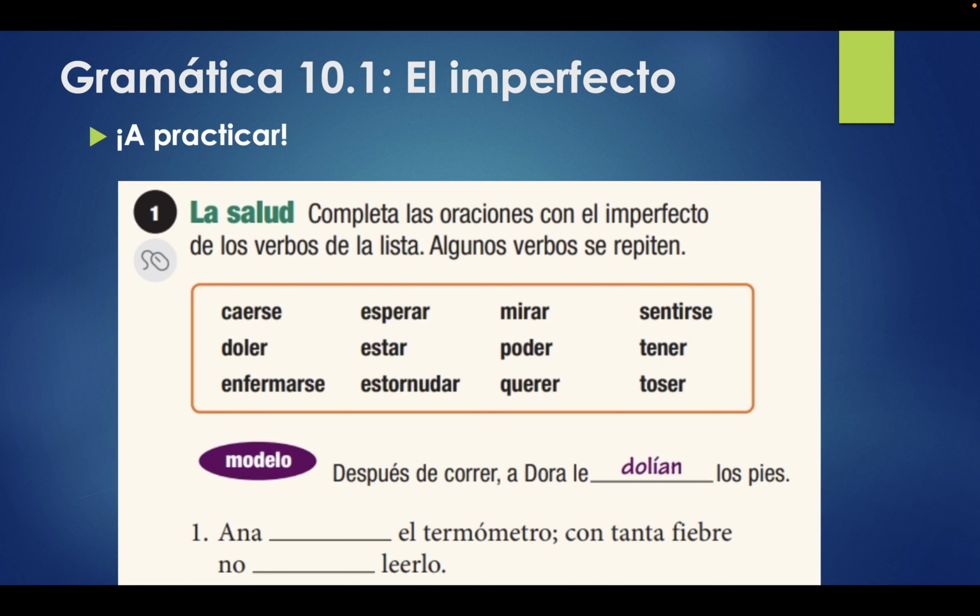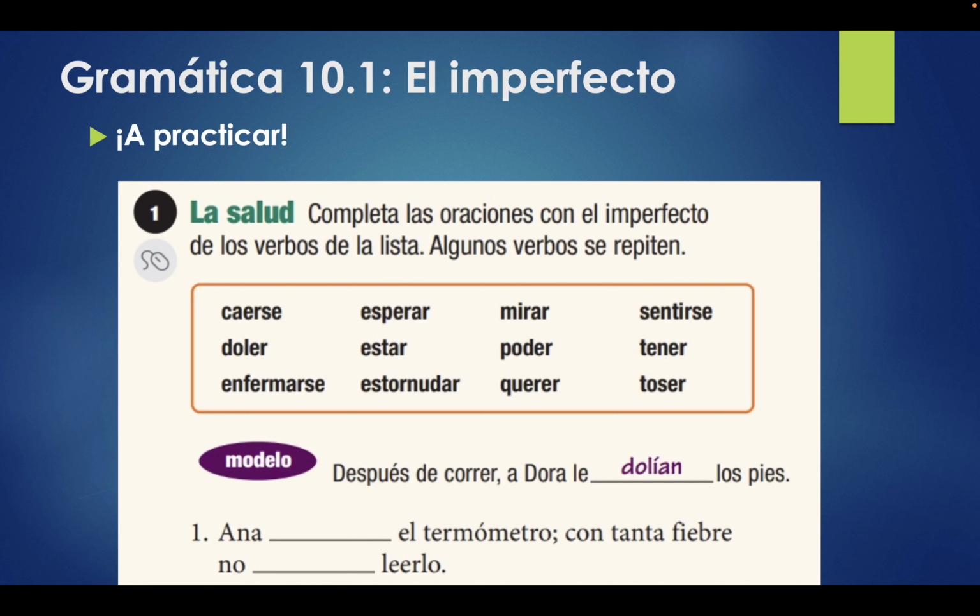All right, so as we take a look at these, essentially, you're just figuring out which verb best completes the sentence and then conjugating it in the imperfect tense. So for example, Ana blank el termómetro, con tanta fiebre no blank leerlo. So Ana blank the thermometer, but with so much fever, she blank to read it. So she was looking at that thermometer, but with so much fever, she was not able to read it.